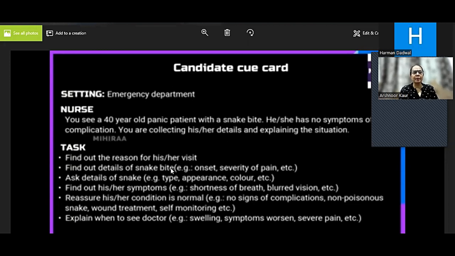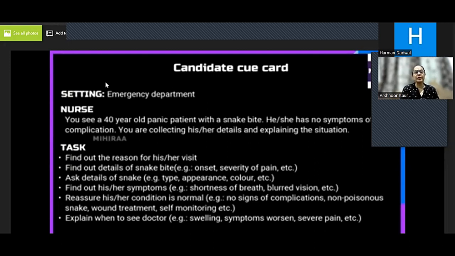Setting is emergency department, and the nurse's role is to see a 40 years old panic patient with a snake bite. He or she has no symptoms of any complications, and you're collecting his or her details and explaining the situation.